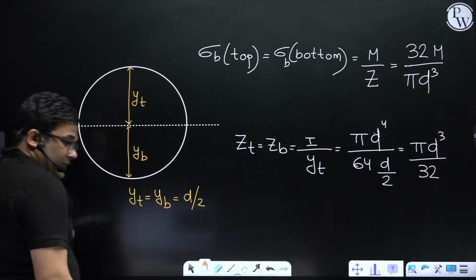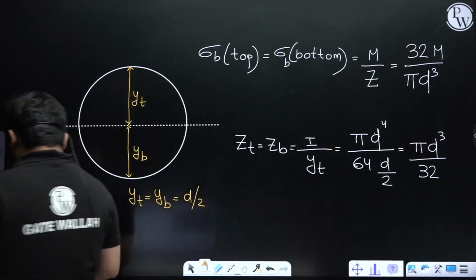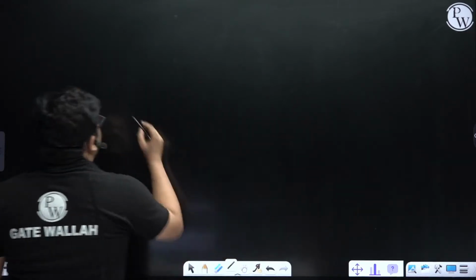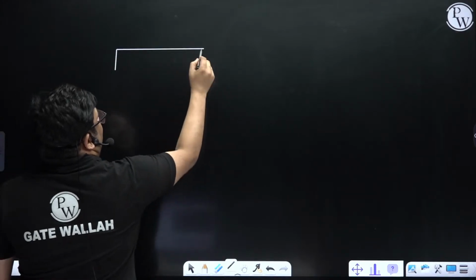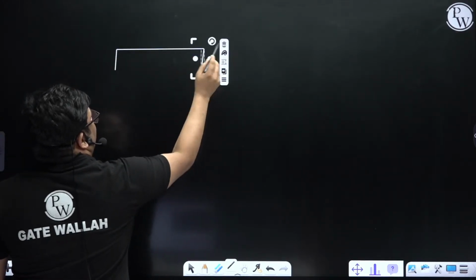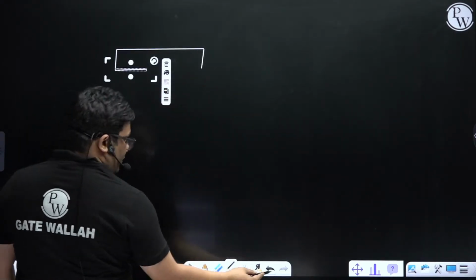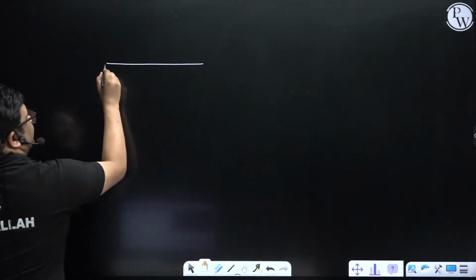Next, y top and y bottom won't always be the same. For example, suppose I am drawing a non-symmetrical I section. Better I draw it by hand. The non-symmetrical I section will be something like this.